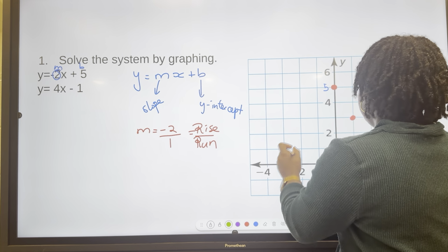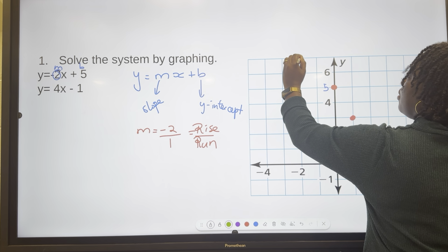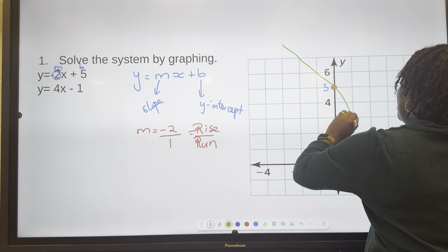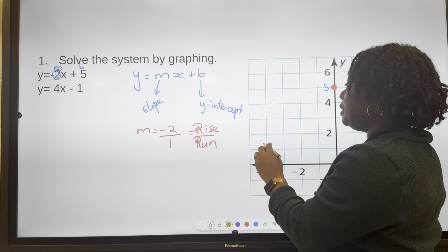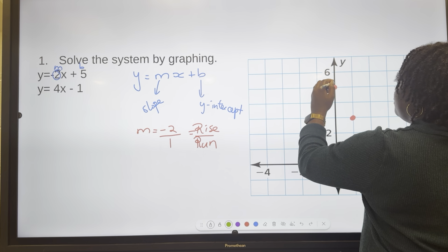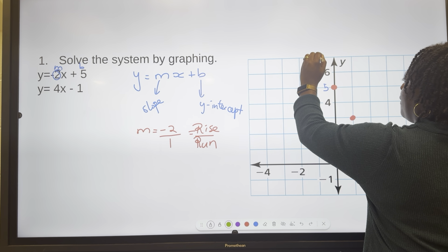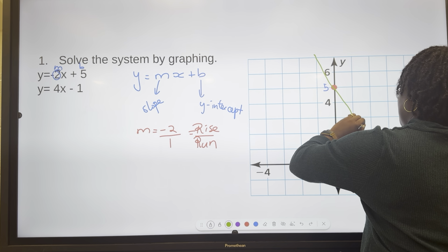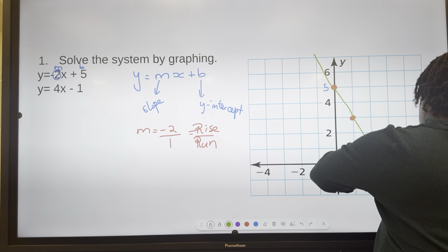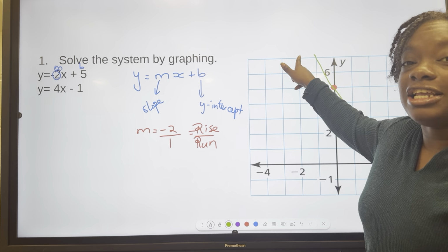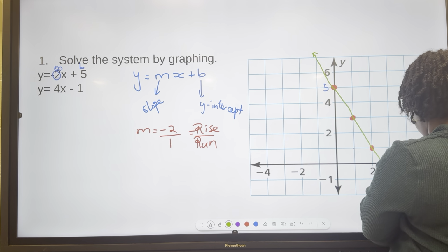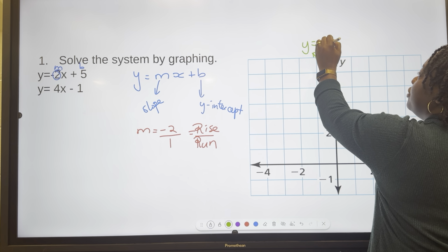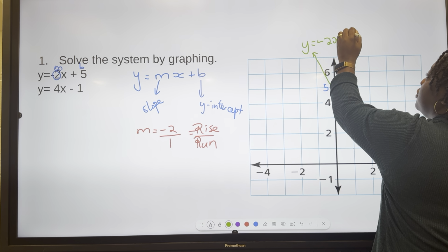I'm trying to get the line straight. All right, so that's my first line, and I'm going to label that as y equals minus 2x plus 5.